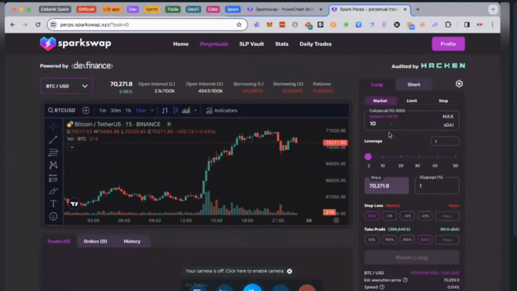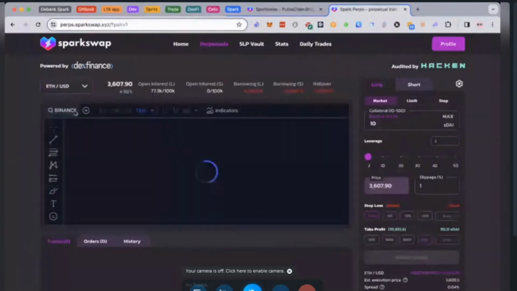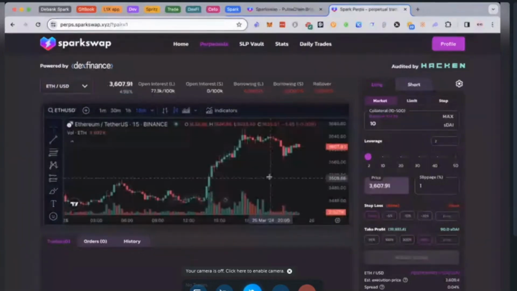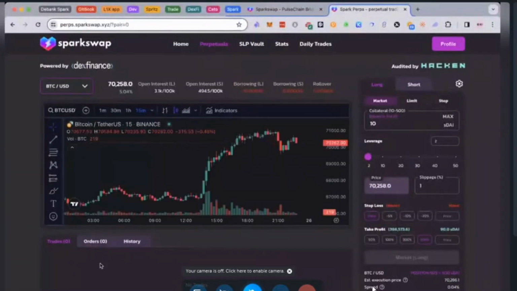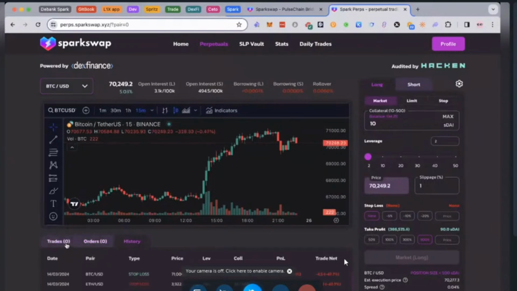As you come here, you're going to see a couple different sections. You'll have your chart, and if you switch between these markets, you'll find the different pairs. Down here, you'll find all your trades. Once we start making some trades, you'll see your active trades, your previous orders, your history, that kind of thing. And then on this side here is where you're going to actually make your trades.